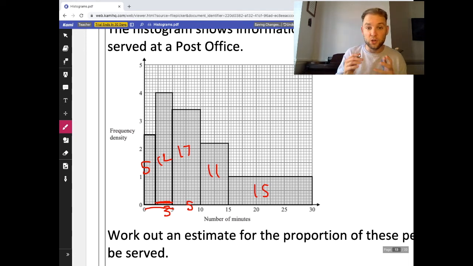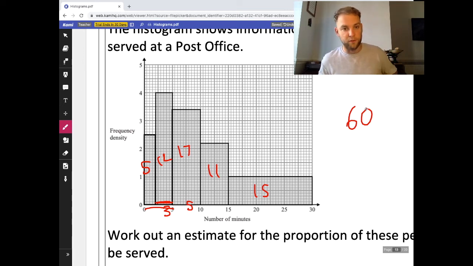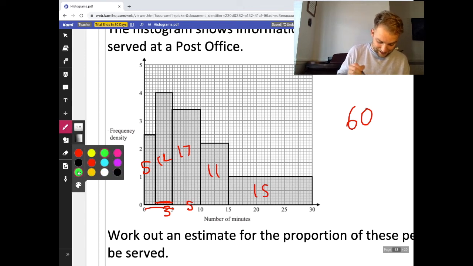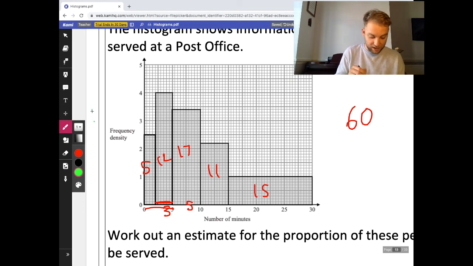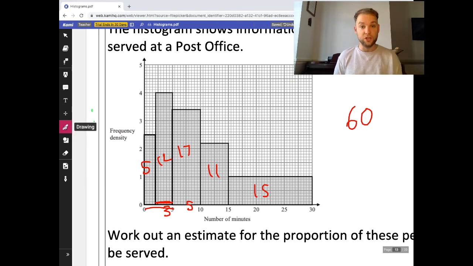Now, it's not asking just for the total frequency. Sorry, you can't see that, can you? It's not asking just for the total frequency. It's asking for the proportion of people who are over 20. So if I want to look at the amount of people over 20, I've got to find all of the areas which are over 20. So what I do is I draw a line on there like so, because this area here is the part which is over 20. So what's the area of this going to be?